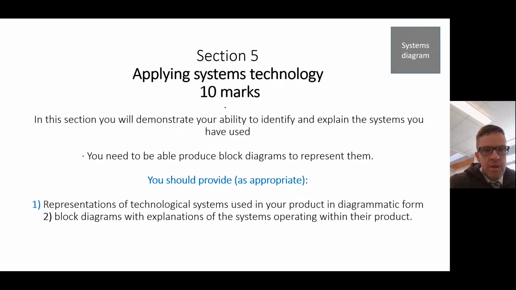So for this, you're going to produce a block diagram to represent what happens in your system, your toy, your object, your engineered thing that you designed. This should show, like it says here, a block diagram with explanations of systems operating within your product. And it doesn't matter what that product is, it's always going to have some kind of electrical, mechanical kind of system going on.